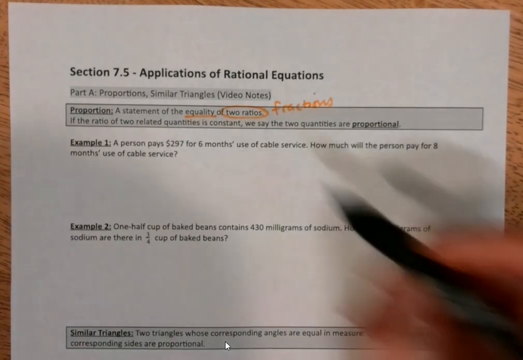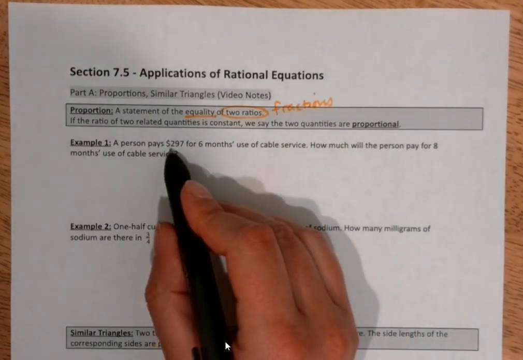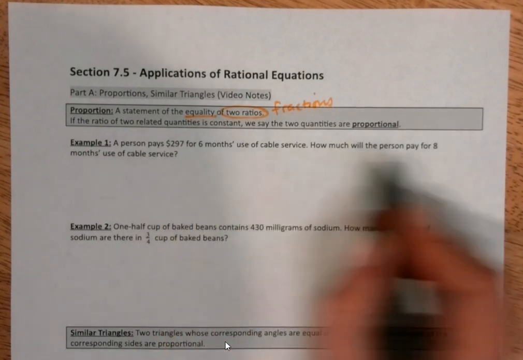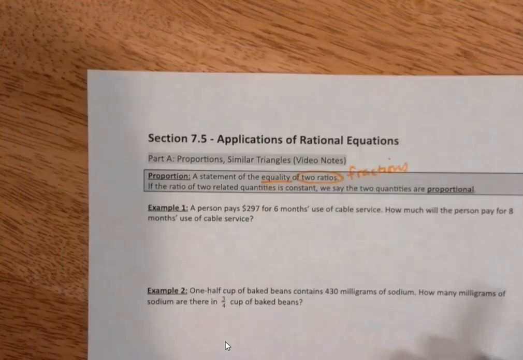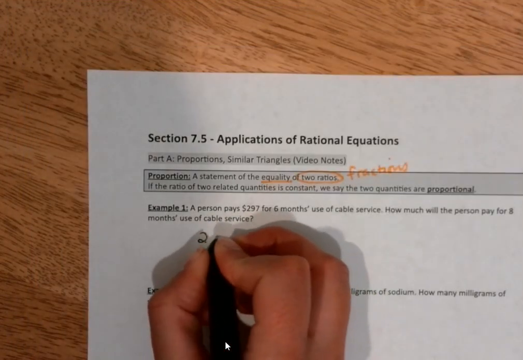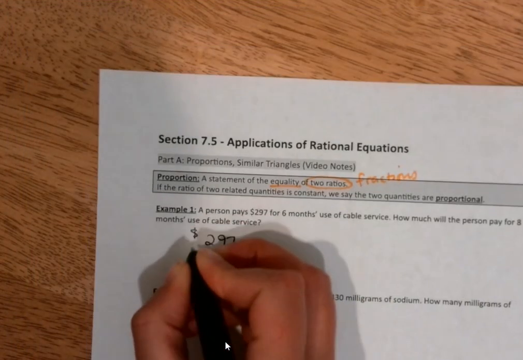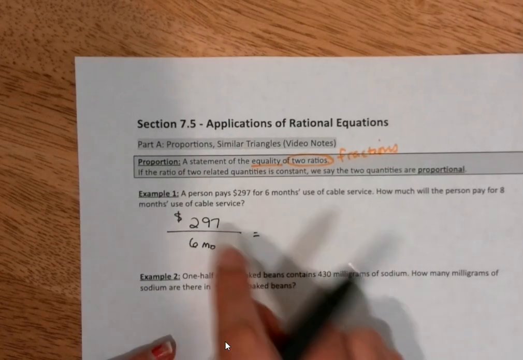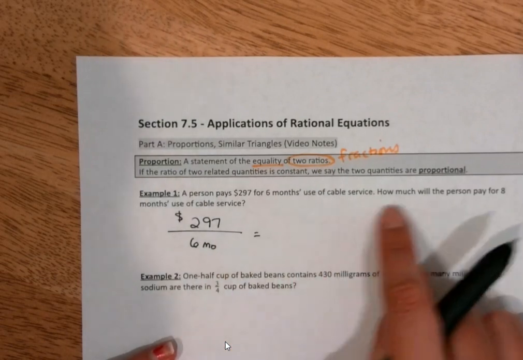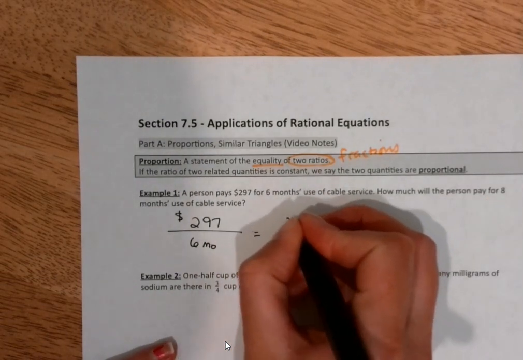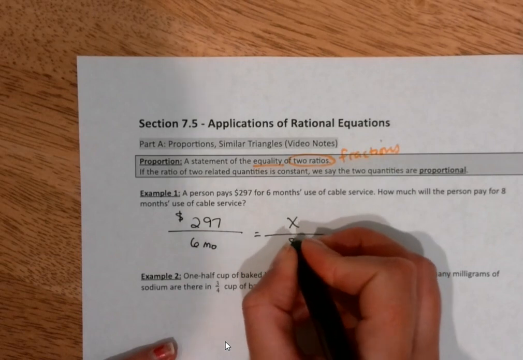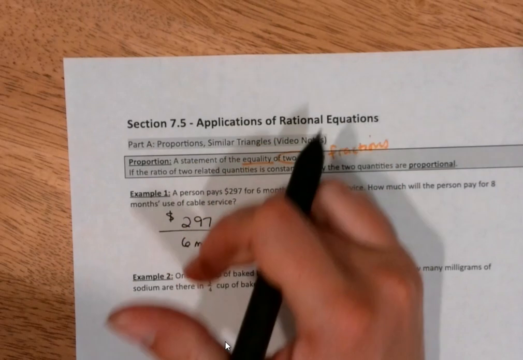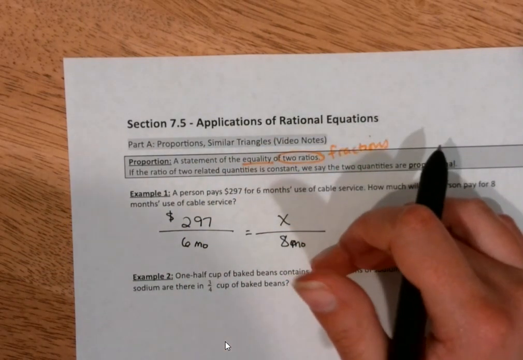All right, in the first example, a person pays $297 for 6 months of cable service. How much will that person pay for 8 months of cable service? So we've got a fraction here where $297 is good for 6 months, and that's a ratio. We want to find out how many dollars, so we're going to put x for the number of dollars they pay for 8 months. This is a proportion now that I have an equation that says these two ratios are equal.